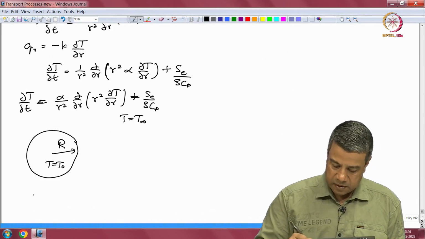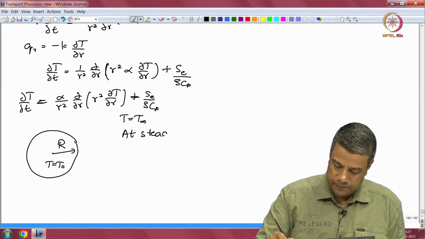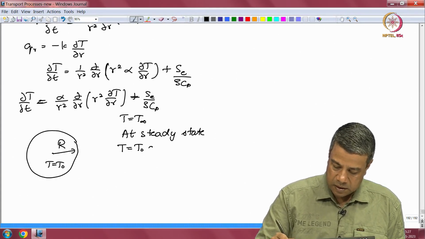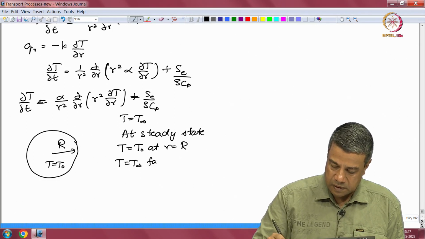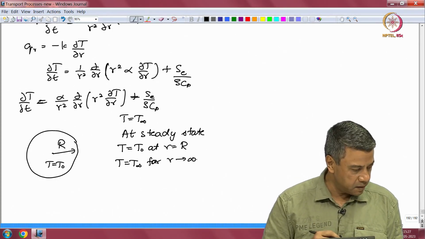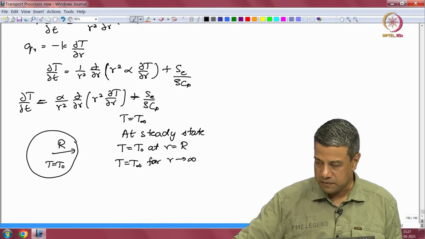So, the temperature far away at steady state. Temperature is equal to T naught at r is equal to R, T is equal to T infinity for r going to infinity. And you have to solve the equation in order to get the variation of temperature.